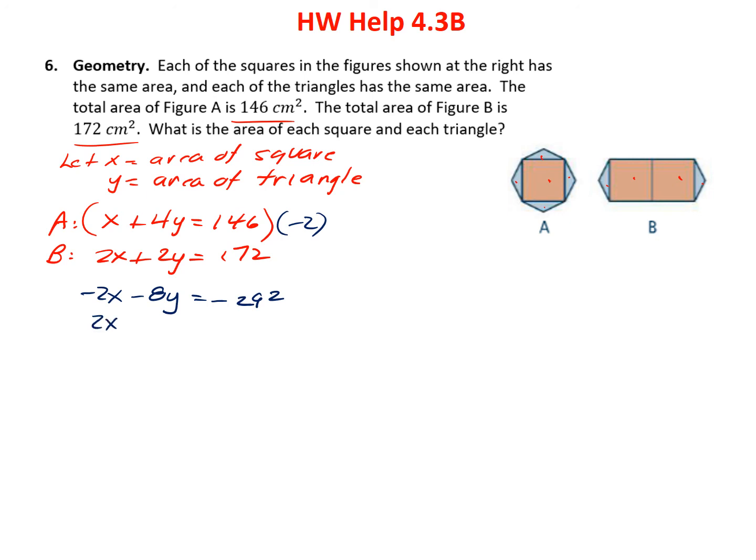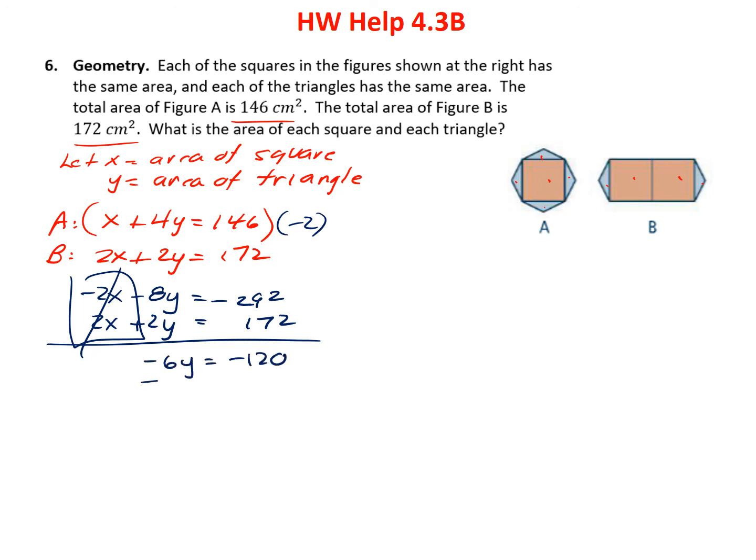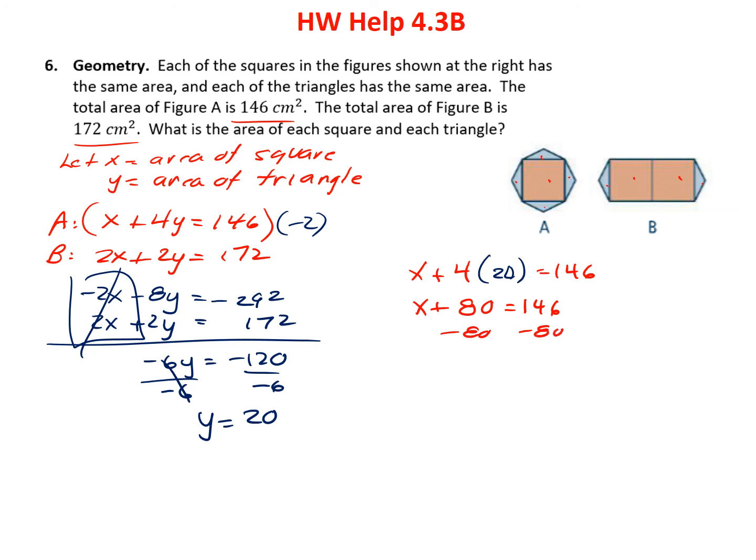Then the other equation we didn't change. So now the x terms get eliminated, and we end up with minus 8y plus 2y, or negative 6y, equals negative 120. Divide by negative 6, and we have y equals 20. So the area of the triangles is 20. So let's plug it back into one of these equations. We'll start with the first one. So x plus 4 times 20 equals 146. So x plus 80 equals 146. So we subtract 80 from both sides. And we get that x equals 66.